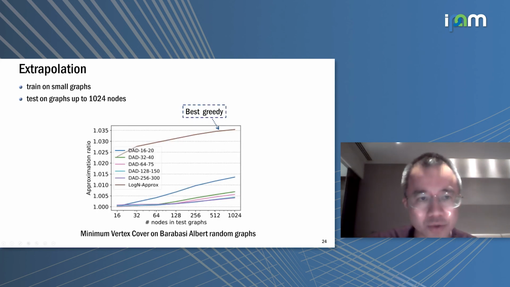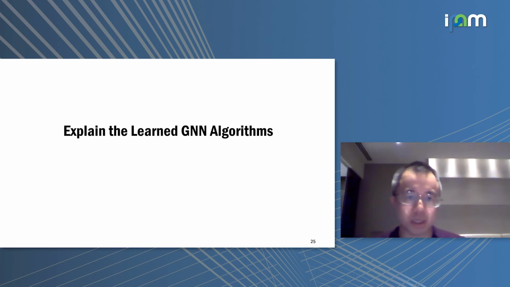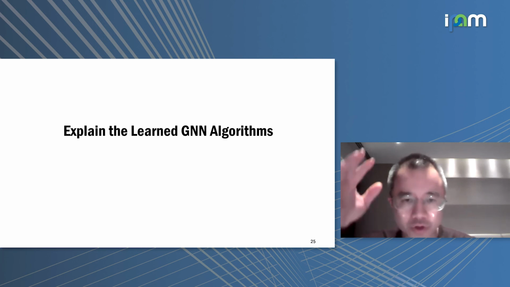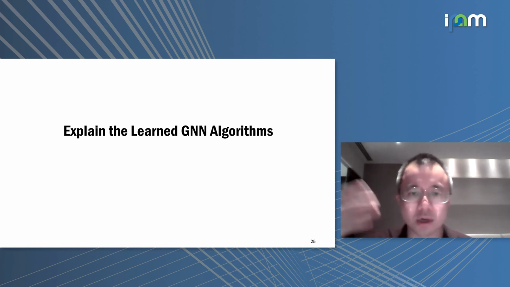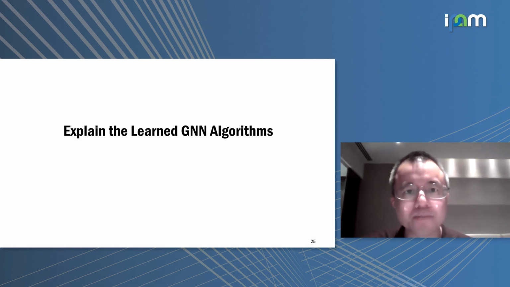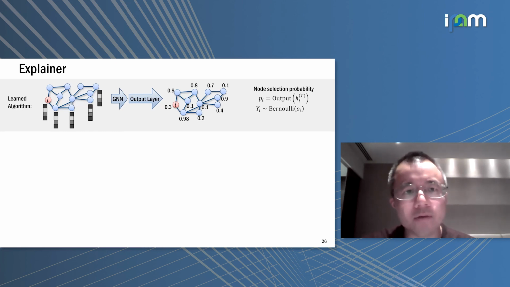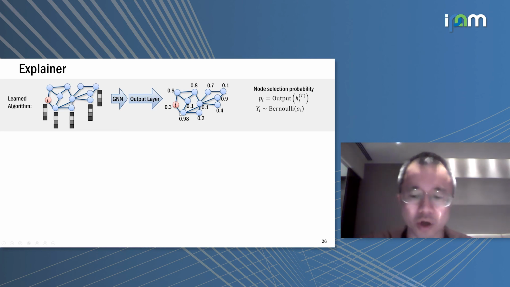So last, I just want to briefly mention about this explainer kind of approach for understanding which part of the feature is going to be the most important. Which one is augmented feature is important for learning the better algorithm. So I mentioned earlier, we use graph neural net to parametrize the selection algorithm. It's producing the probability whether the node will be selected into the solution set or not.